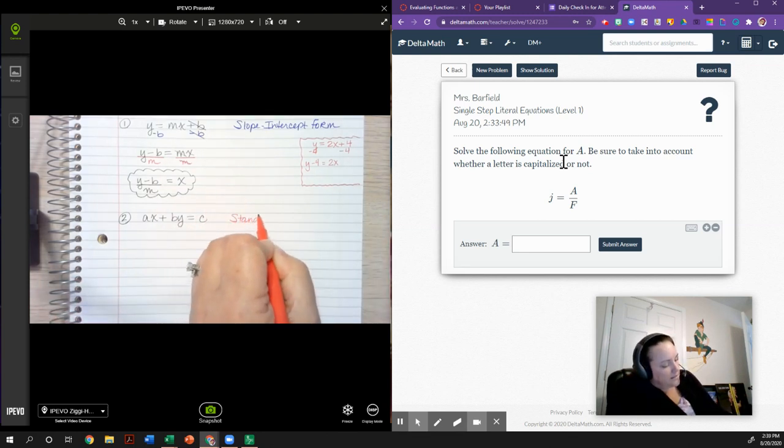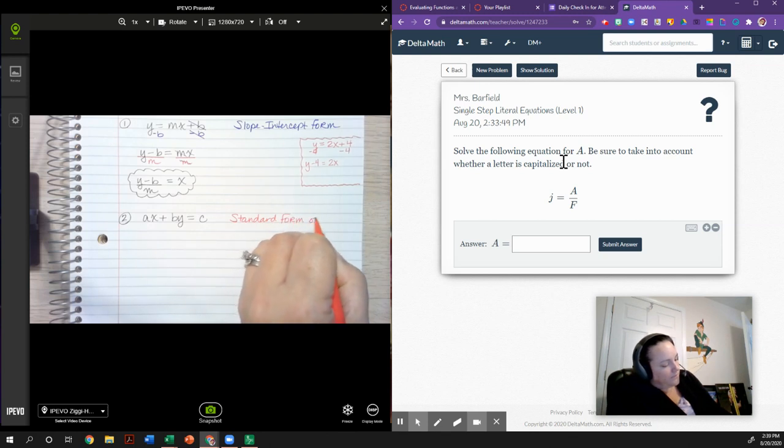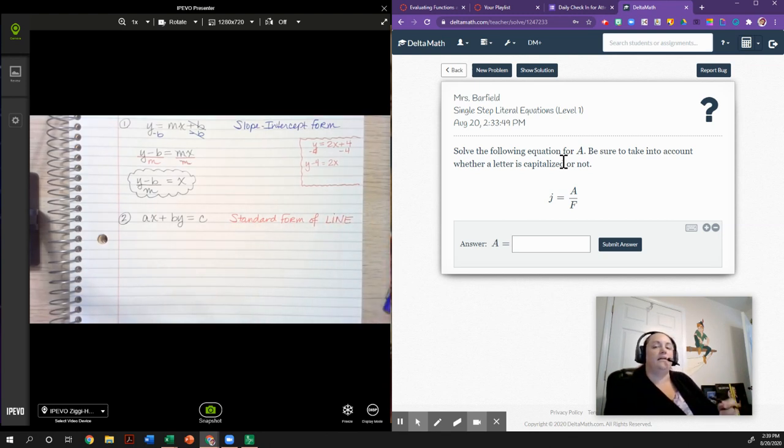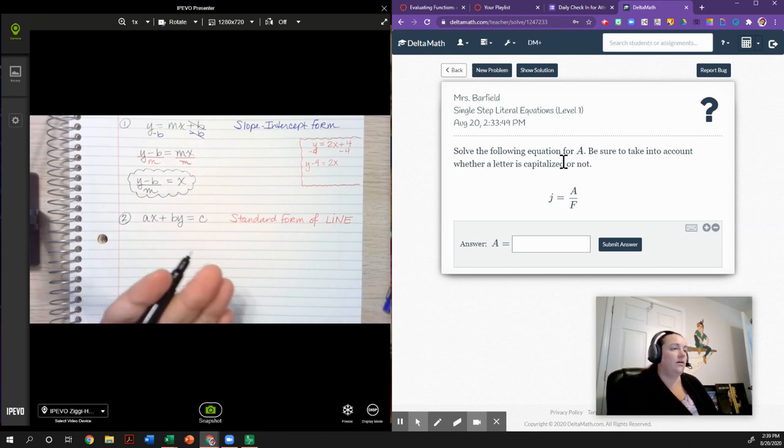This is standard form of a line. So this is standard form of a line, ax plus by equals c. Now, the problem when you see it on like Delta Math, it says solve the following equation for A. So they tell you very explicitly what to solve for.